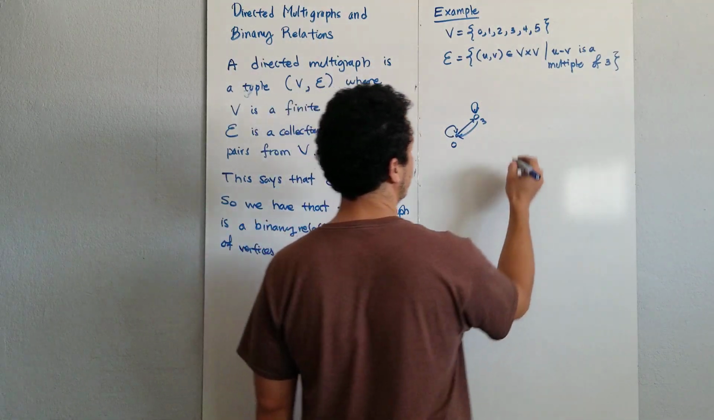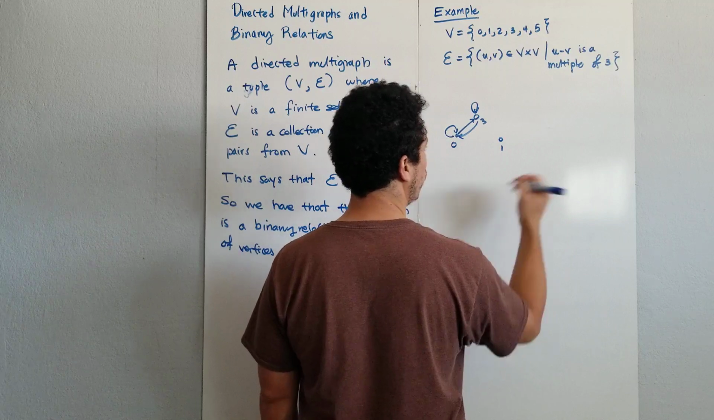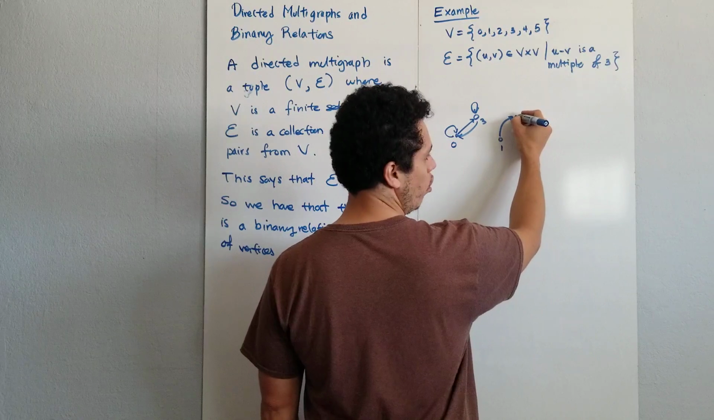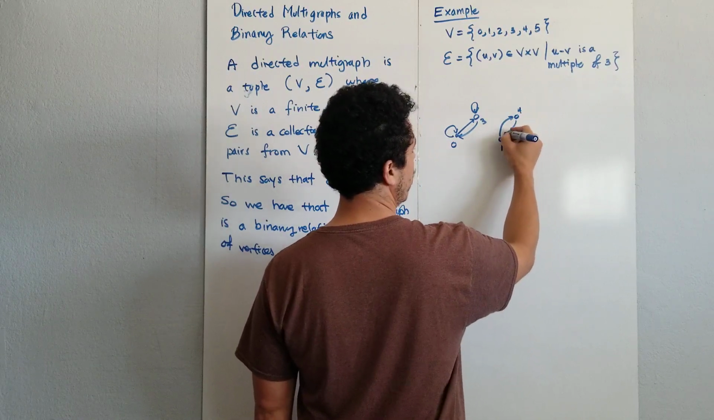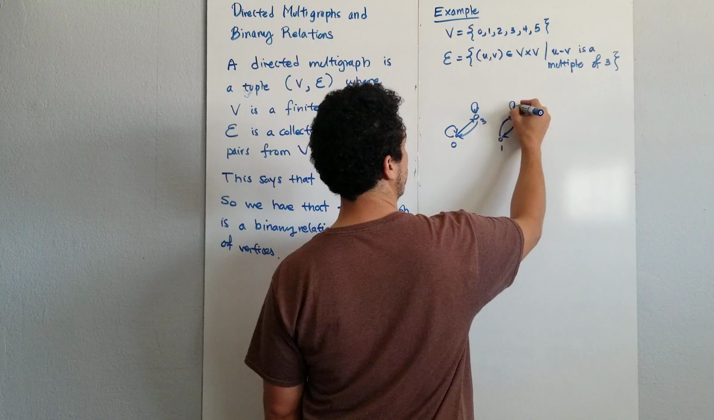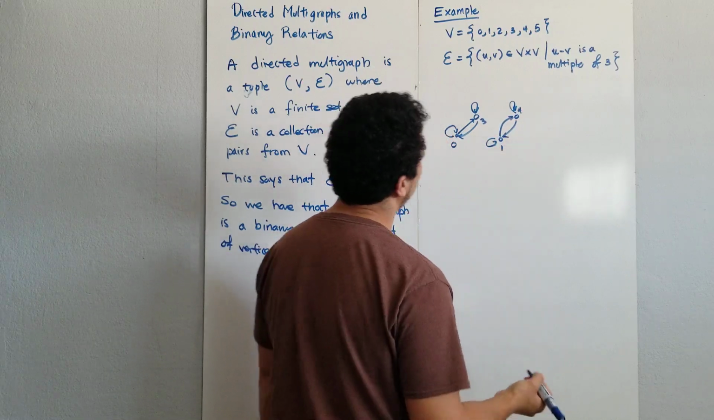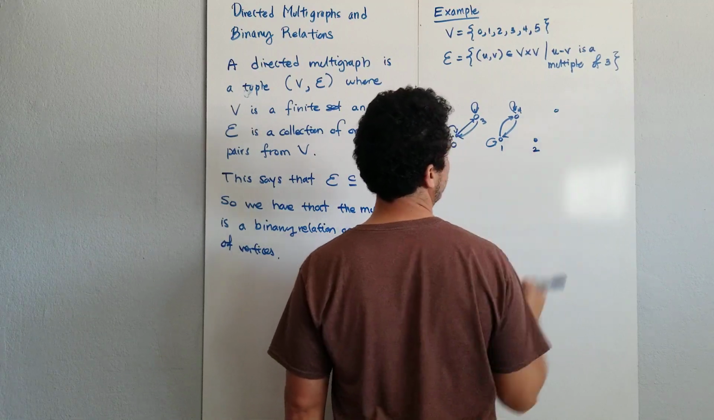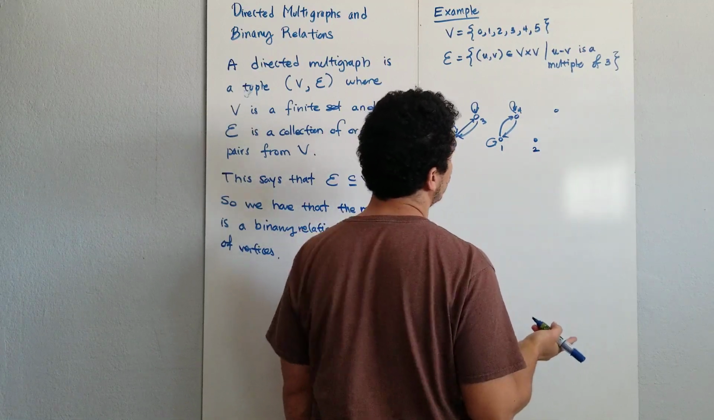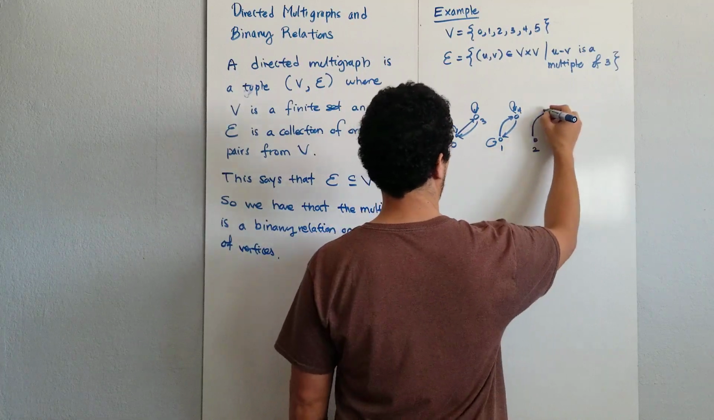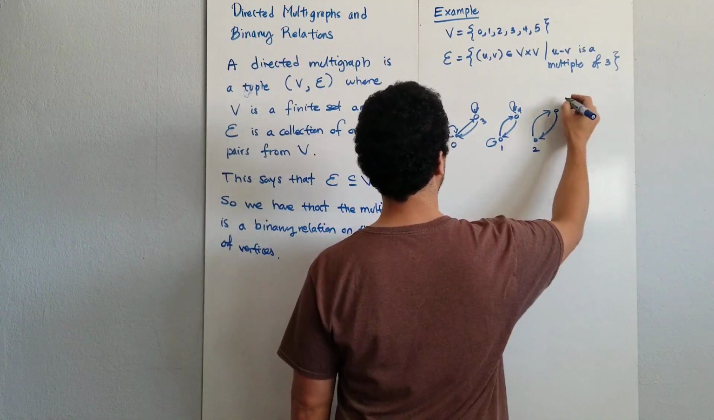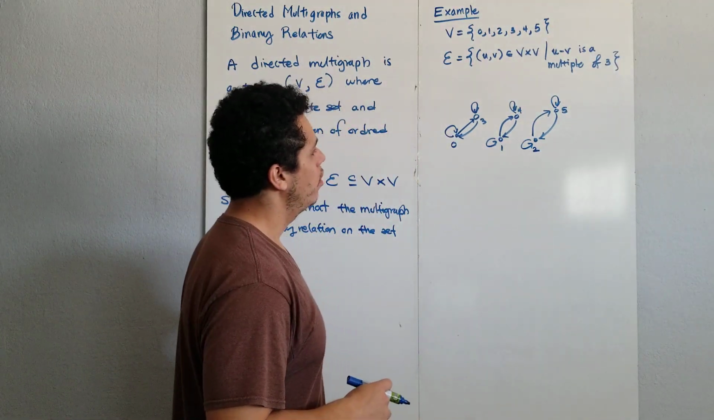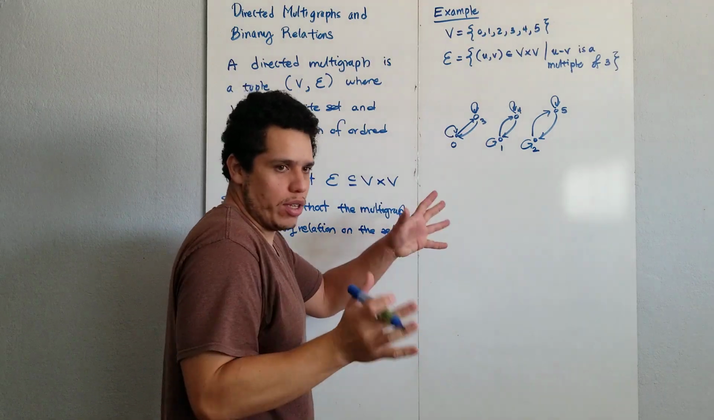And the same happens with 3. What about 1? Well, 1 should be associated with 4, and 4 should be associated with 1, and 4 should be associated with 4, and 1 with 1. What about 2? Well, that should be associated with 5, because the difference of 2 minus 5 is a multiple of 3. But the same happens in the other direction, so I also have loops everywhere.